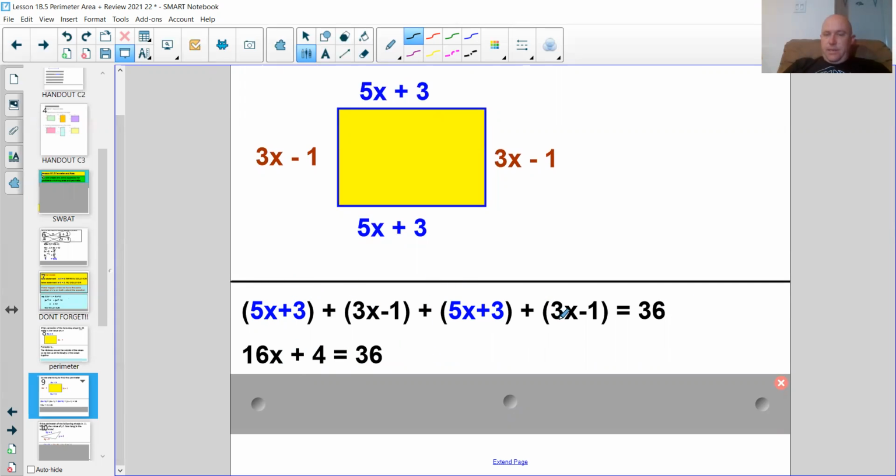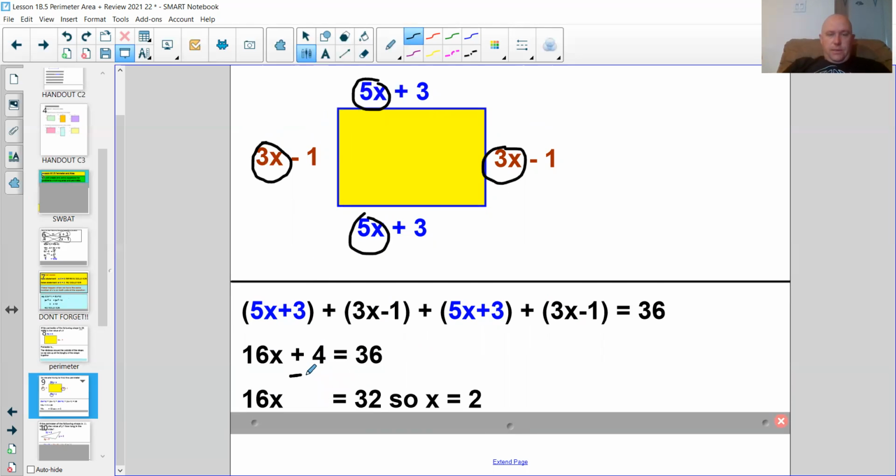Now, I wouldn't normally even write this down. I would really just look at the picture and work out what my like terms are. So 5 add 5 is 10, add 3 is 13, add the other 3 is 16. And then from here, 3 add 3 is 6, take away 1 is 5, take away 1 is 4, and then 4 being positive 4, of course, and then I can just write this straight down. But just so you can see technically what we're actually doing on this question, we're adding all these 4 terms together. And then we can take away 4 from both sides.